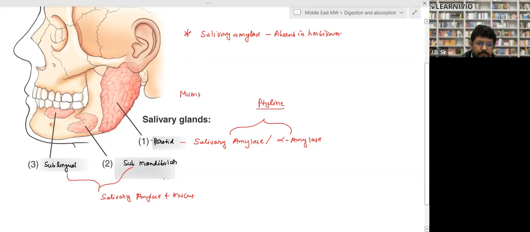The disease mumps is a viral infection in one or both of the parotid glands. Next.